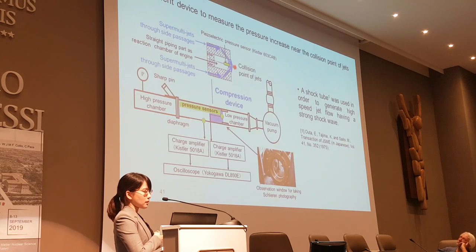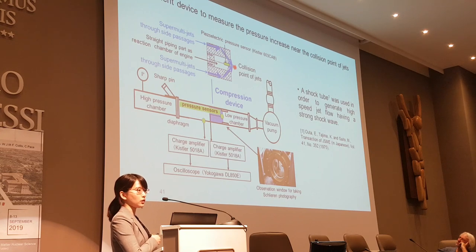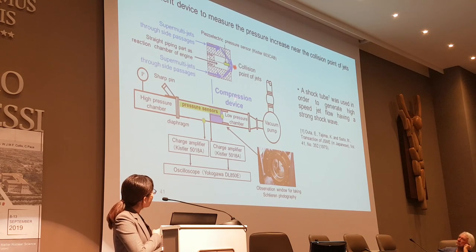Next, these are details on the experiment device we used to measure the pressure increase near the collision point of jets. We used about a 9-meter long shock tube in order to generate high-speed jet flow having a strong shock wave. In the low pressure chamber of this shock tube, we installed a device made of the reaction chamber and the side passages, in which the super multi-jets are flowing in to collide at the center of the reaction chamber.